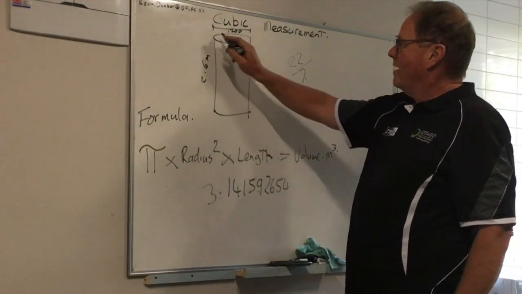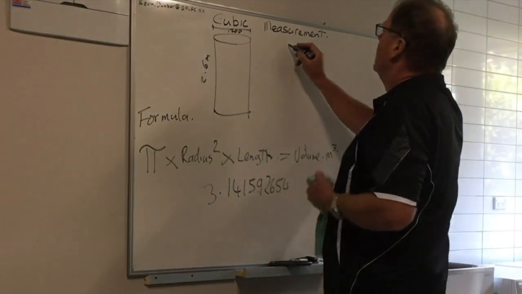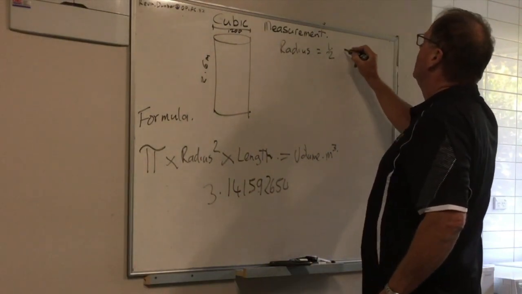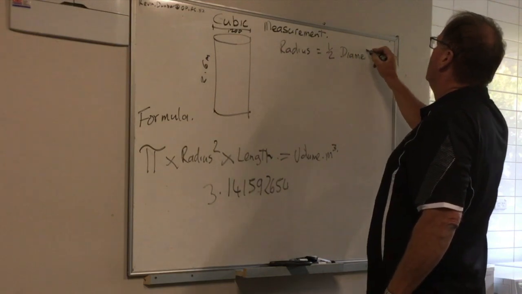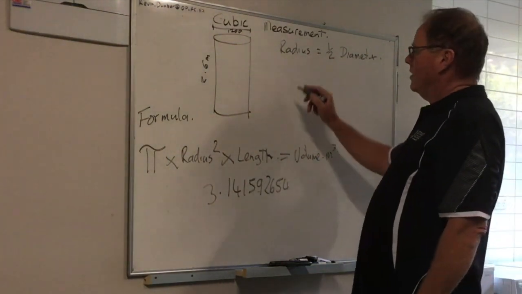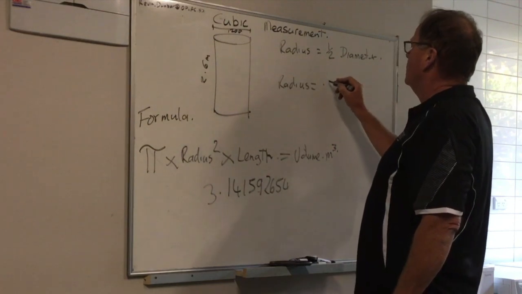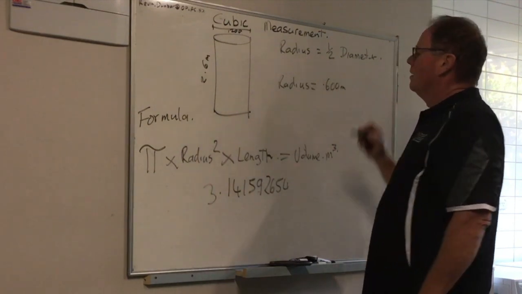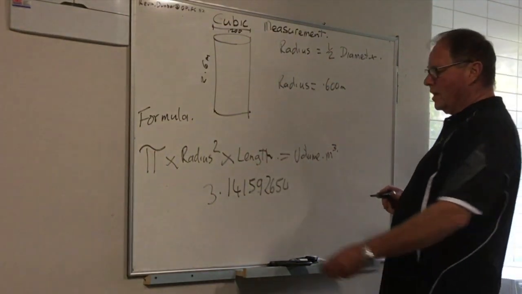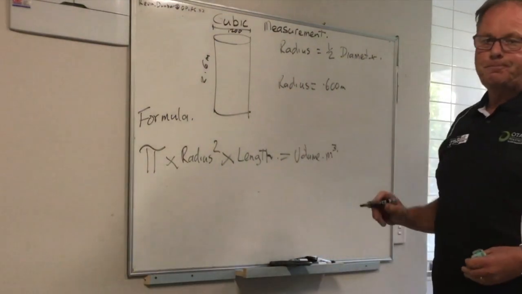Our radius squared, if we unpackage that, what's our radius squared? We know we've got 1200 in diameter, so if we write that down there, radius is equal to half the diameter. Right, so if our diameter is 1200, in this particular case our radius will be half of 1200, which is equal to 0.6 of a metre. So there's our radius, there's our length, there's our formula, so we can go ahead and we can work out how much concrete's involved in this cylinder.